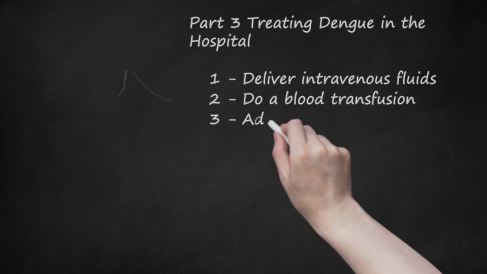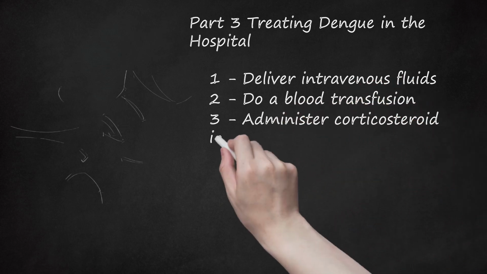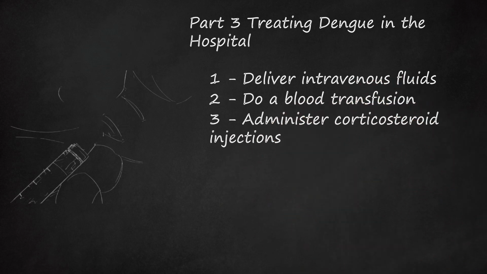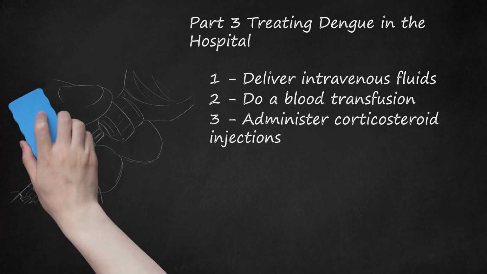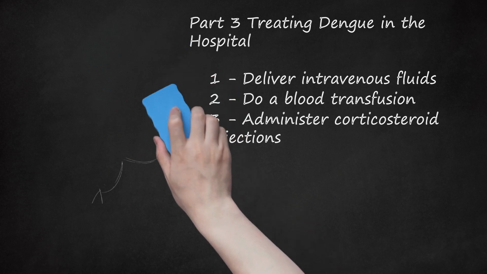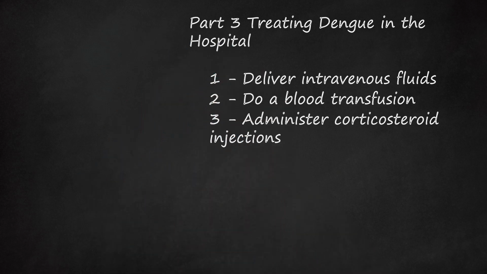3. Administer corticosteroid injections. Corticosteroids are man-made drugs that closely resemble cortisol, a hormone produced naturally by your adrenal glands. These drugs work by decreasing inflammation and reducing the activity of the immune system. The effects of corticosteroids on dengue infection are still undergoing medical trials and are as yet inconclusive.